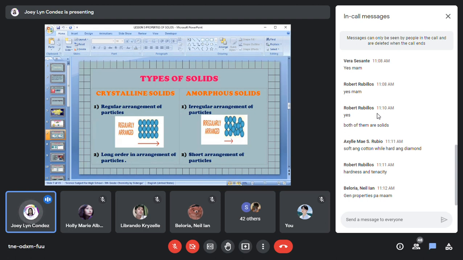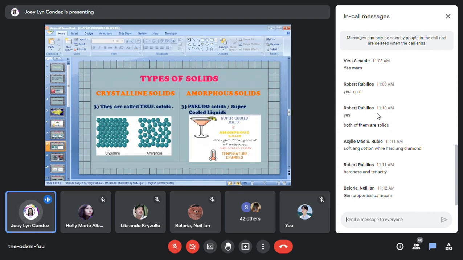Again, properties of crystalline and amorphous solids: regular arrangement of particles for crystalline, irregular arrangement for amorphous. Next we have here true solids and pseudo solids. Now, why do you think we call it true solids? Crystalline solids are called true solids, while amorphous solids we call pseudo solids.